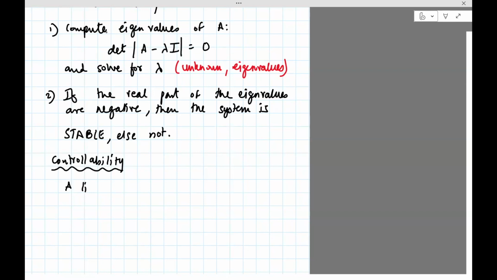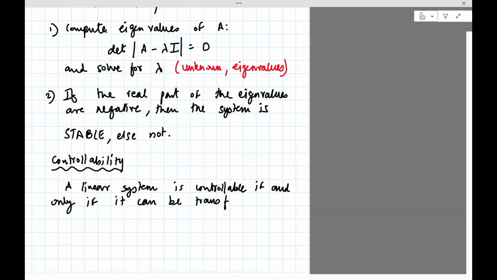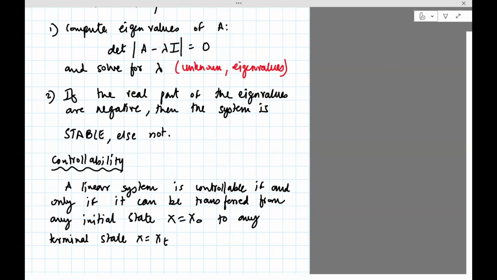So the definition is: a linear system is controllable if and only if it can be transferred from any initial condition, or let's say any initial state x equals x0, to any terminal state x equals xt in finite time.